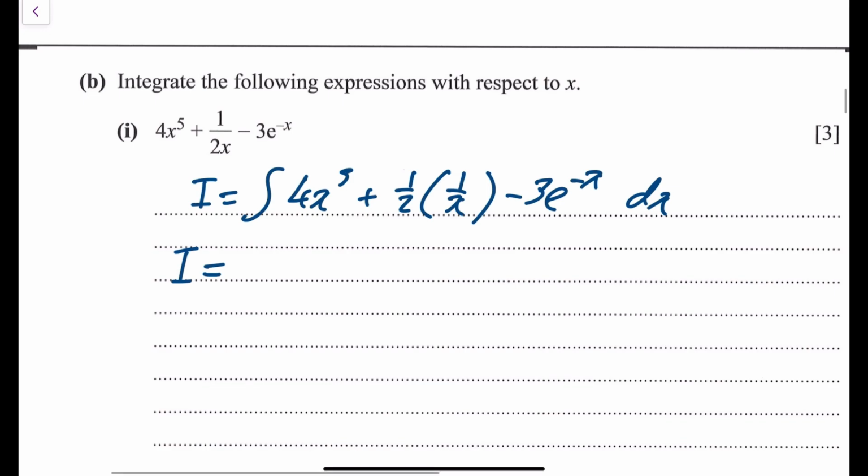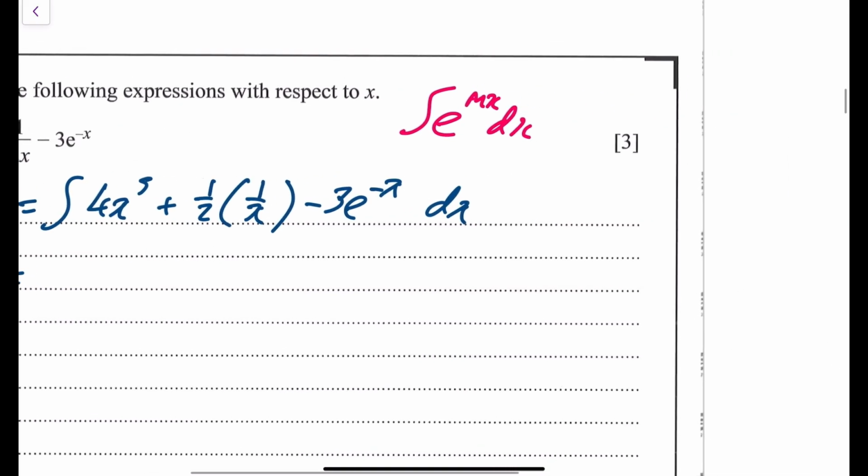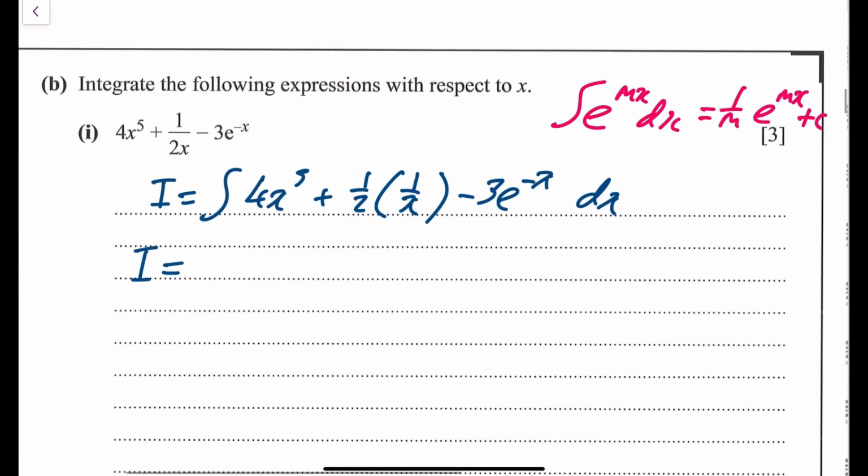So then if we integrate this one here, if you integrate e to the mx with respect to x, what you get is 1 over m e to the mx plus c. So here we can get started with these and raise the power by 1 for the first one. Just raise the power by 1 divided by the new power. I think that's it. Is that a 5? My handwriting's terrible. Apologies. That's a 5.